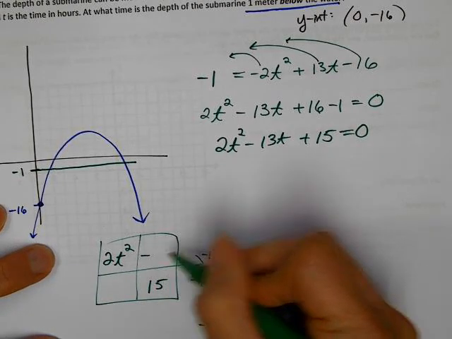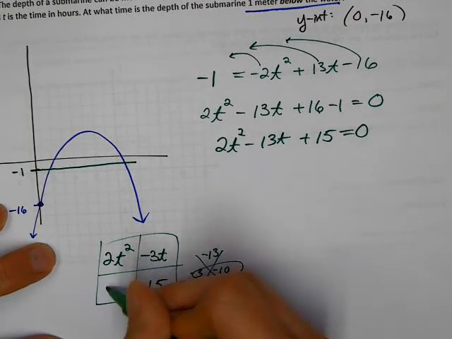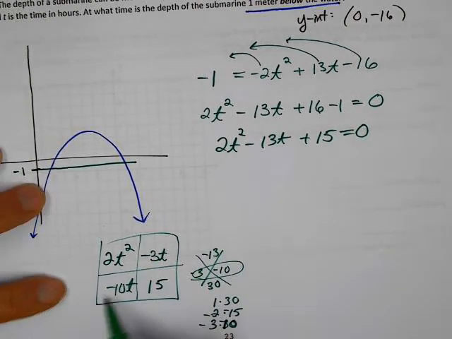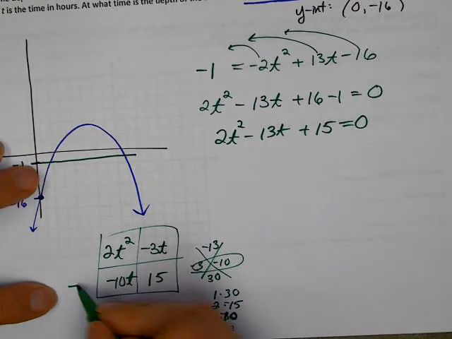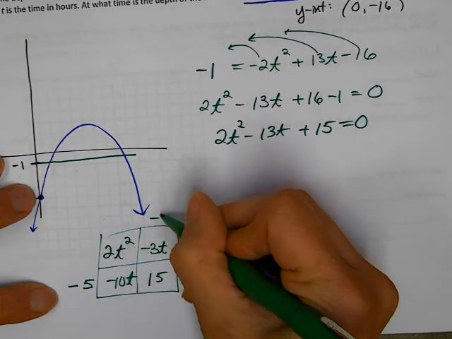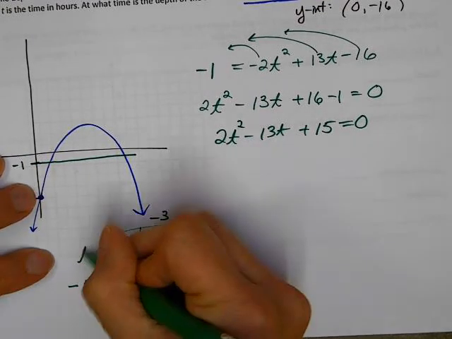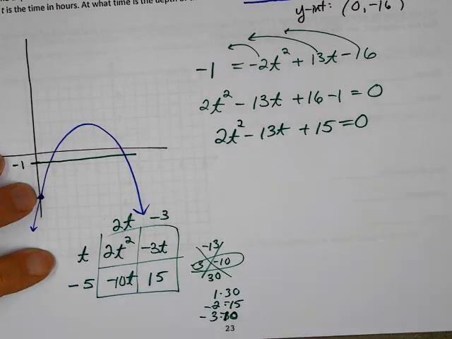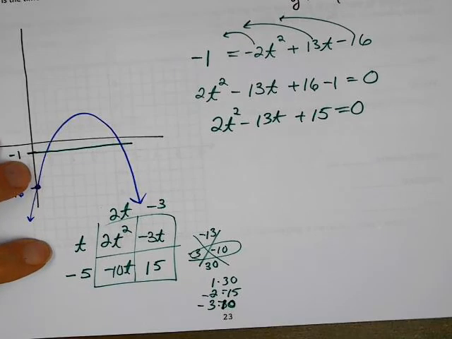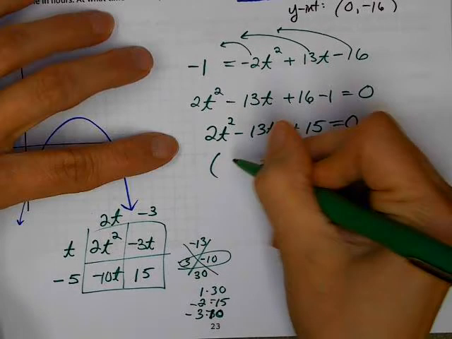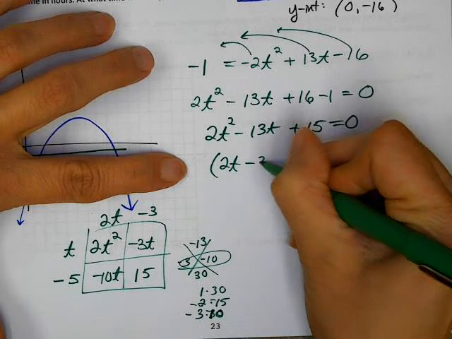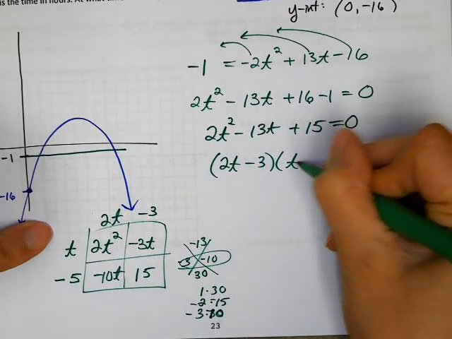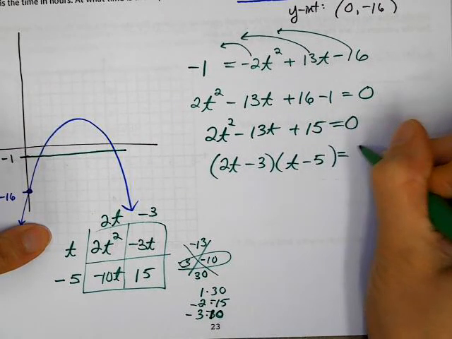And we're going to put them into the T boxes. If it starts with a negative, take out a negative. This would be a negative 3. That would be a T. That would be a 2T. We got it. So the factored form is 2t minus 3 and t minus 5 equals 0.